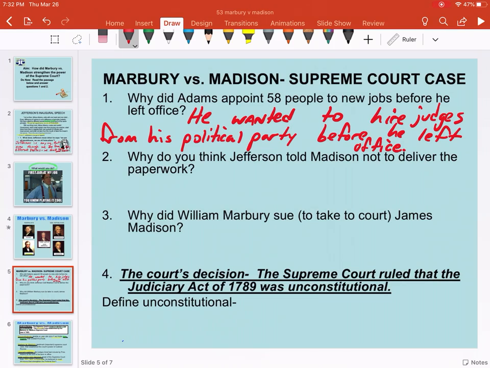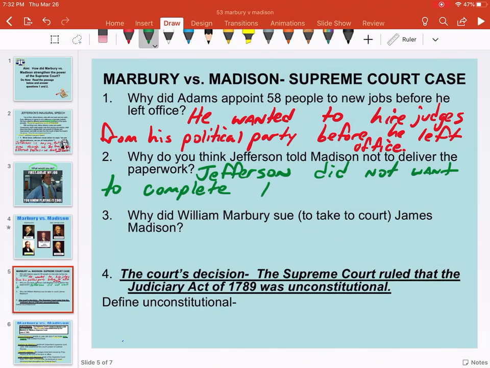Question 2. Why do you think Jefferson told Madison not to deliver the paperwork? I think this kind of goes with number 1. Jefferson did not want to complete the hiring of 58 Federalist judges. You know, that's a sneaky move by Adams trying to pack in 58 Federalists for this new president, Thomas Jefferson, who's a Democratic Republican.